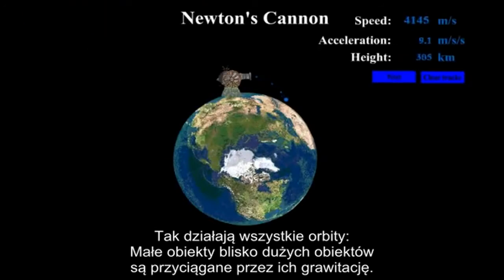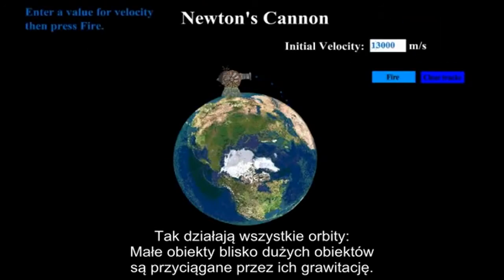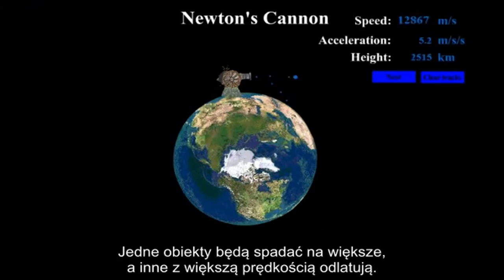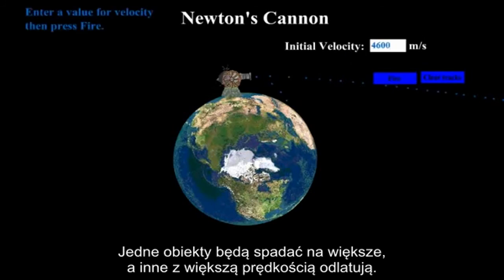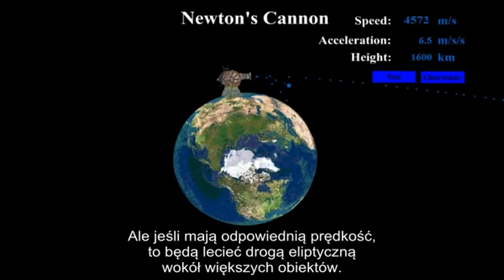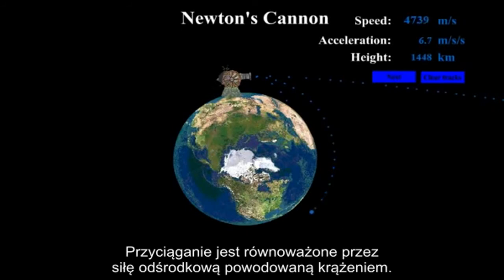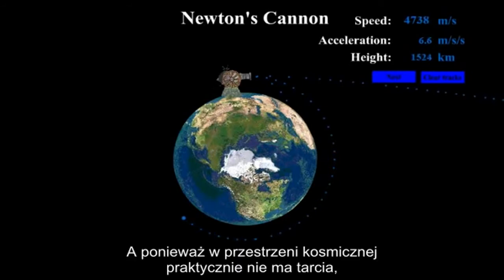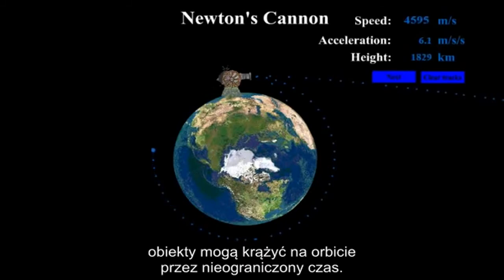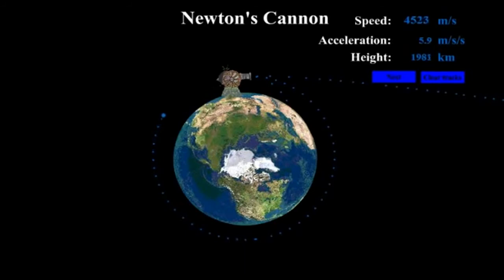Smaller objects near bigger objects are pulled in by gravity. Some will crash right into the bigger object, and some will be going too fast and fly on by. But if they are going the right speed, they will be pulled into an elliptical path around the object. But that pull is counteracted by the centrifugal force outward caused by the revolutions around the object. And because there is virtually no friction in space, objects can remain in orbit indefinitely.